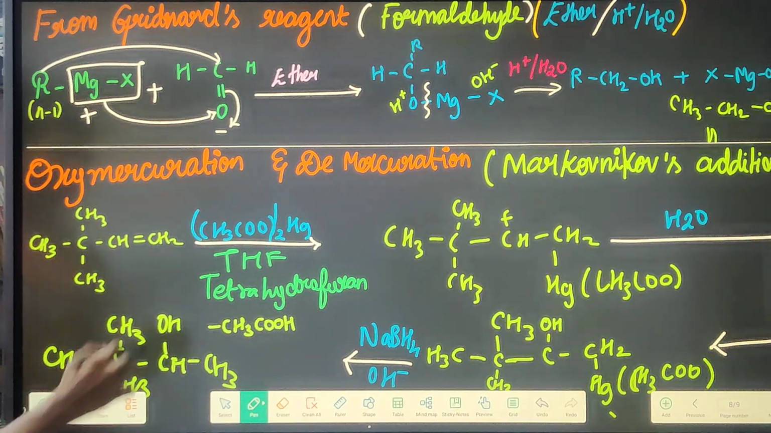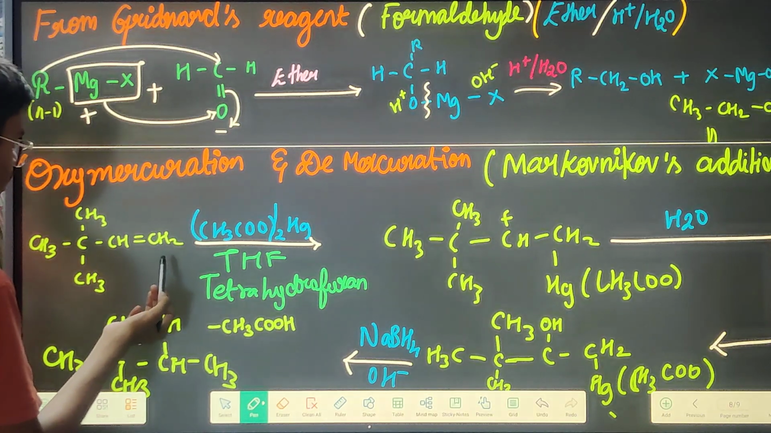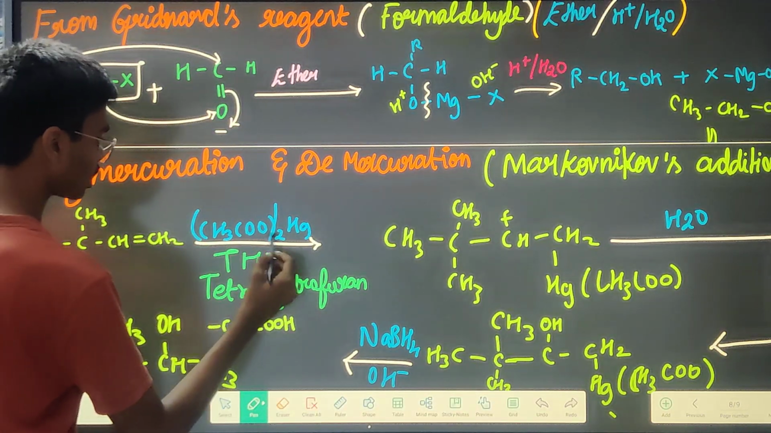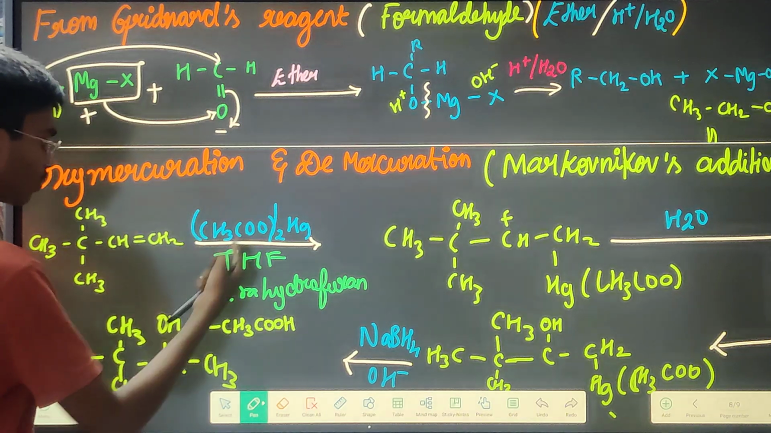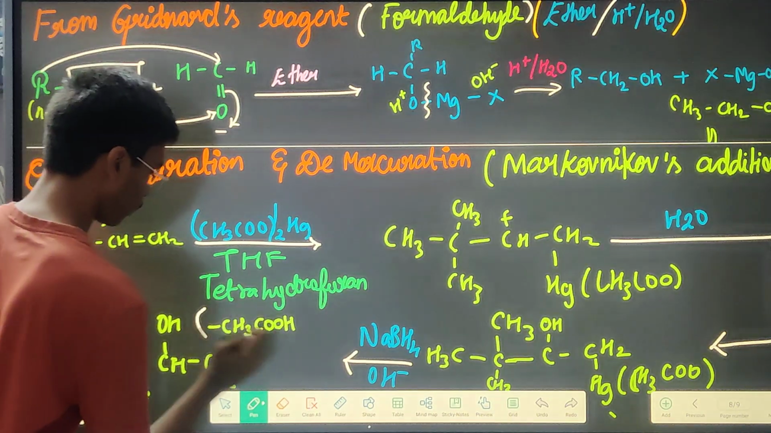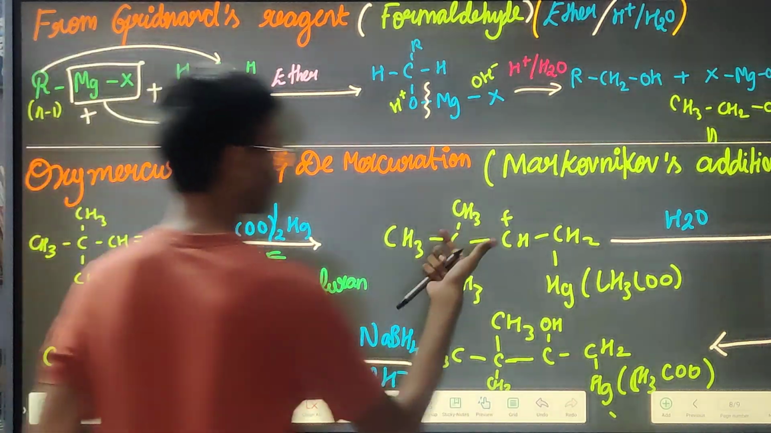Actually, see here what is happening. From one CH3, one hydrogen has been removed. From here one hydrogen has been removed, and then from here one CH3COO is being taken. Then they both will combine, and then you will be getting CH3COOH. Then after that, you'll be getting a compound like this.